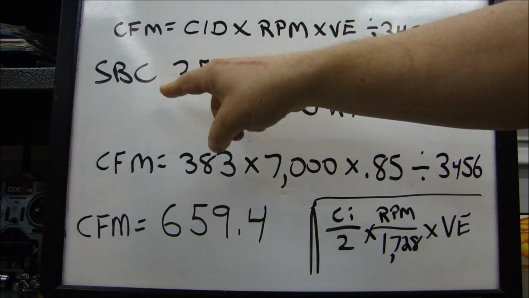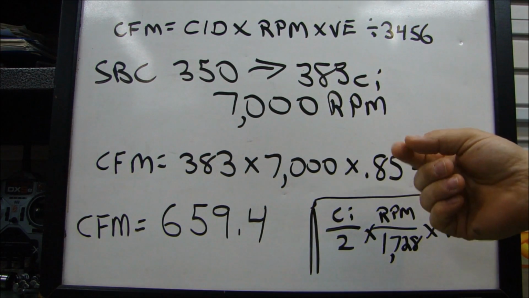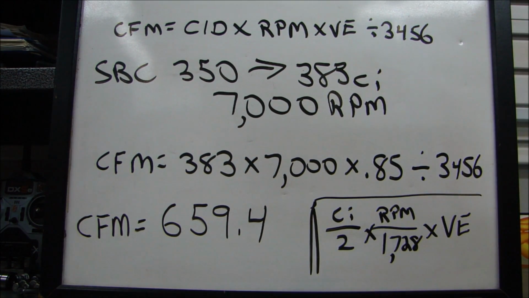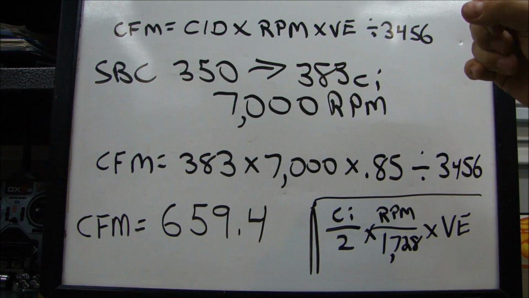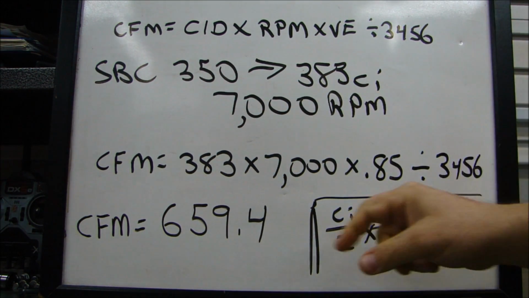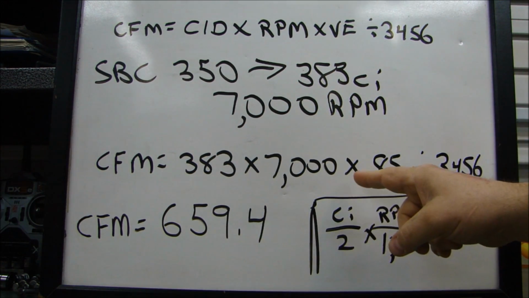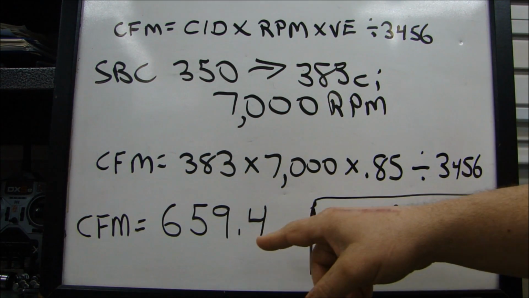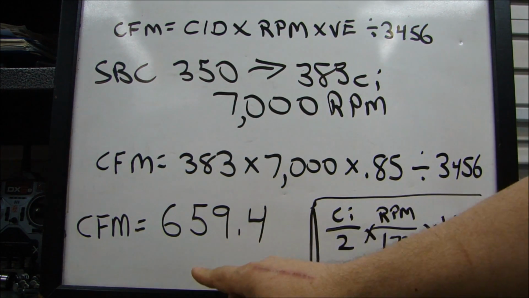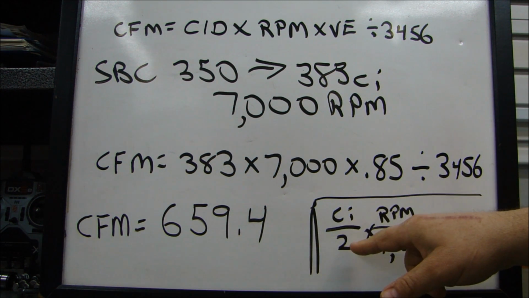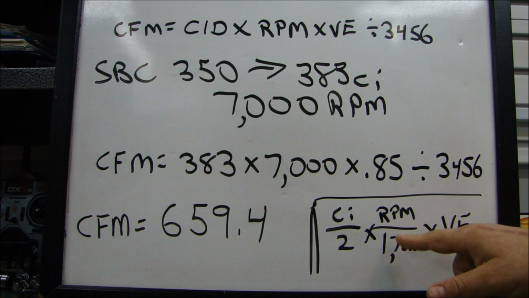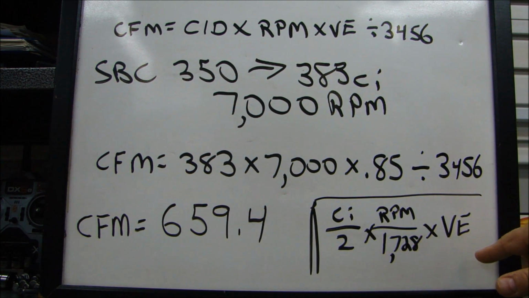So let's say you're building a small block Chevy 350, a 383 stroker, or 383 cubic inches, and it's going to achieve your maximum torque at 7,000 RPM. You just plug in the formula, 383 times 7,000 times 0.85 divided by 3456 comes out to a CFM of 659.4. There's an alternate formula, which is your cubic inches divided by 2 times RPMs divided by 1728 times your volumetric efficiency, but the number comes out to be exactly the same.